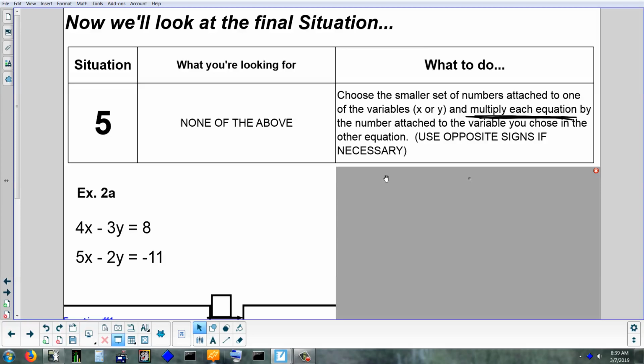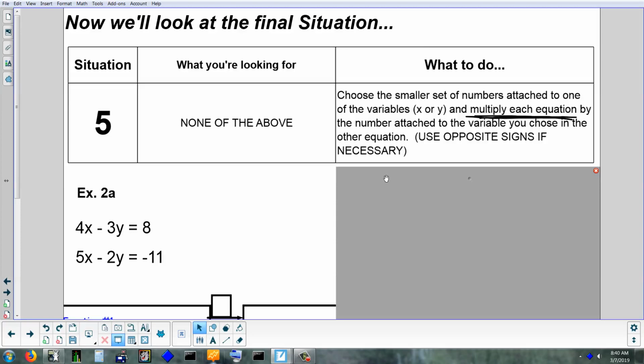So all you're really going to do is, say we're going to eliminate x. Look at the x in the other equation and multiply the top one by that. Go to the bottom one, look at what's attached to x in the top equation, and multiply the bottom equation by that. It's that simple. Everybody good with copying this down? All right, so here's our first example.